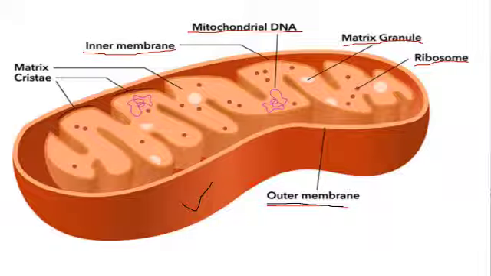This part is called the inner membrane of the mitochondria. And the next one is the matrix cristae. Here we can see structures like this, like this. These structures are called the cristae. So here we can understand how the mitochondria forms and what the structure of the mitochondria is.